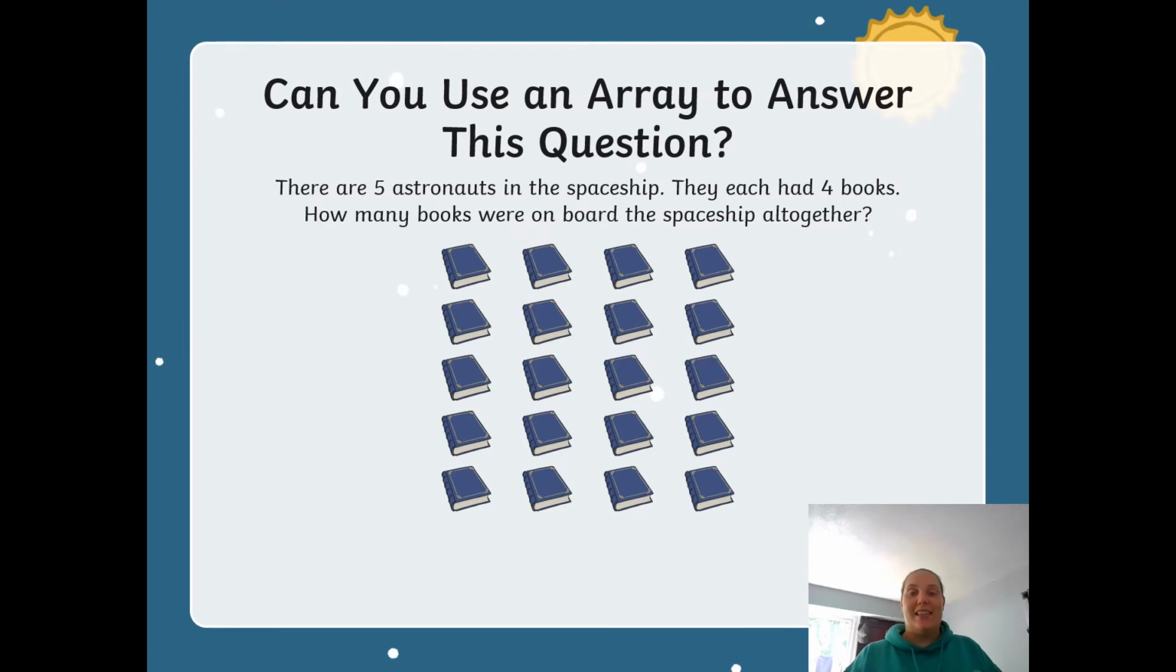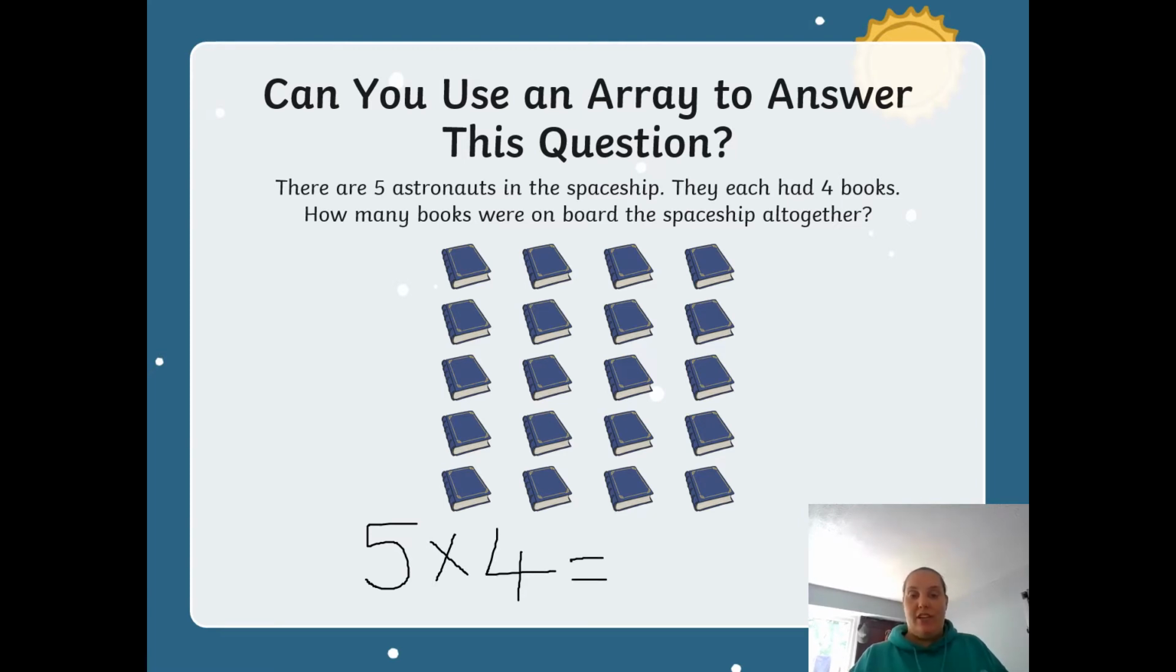Absolutely brilliant maths. Okay, so see if you can answer this question. There are 5 astronauts in the spaceship, and each astronaut has 4 books each. So the first thing we're going to do is write out the calculation. So we have 5 astronauts on our spaceship, and they have all got 4 books each.